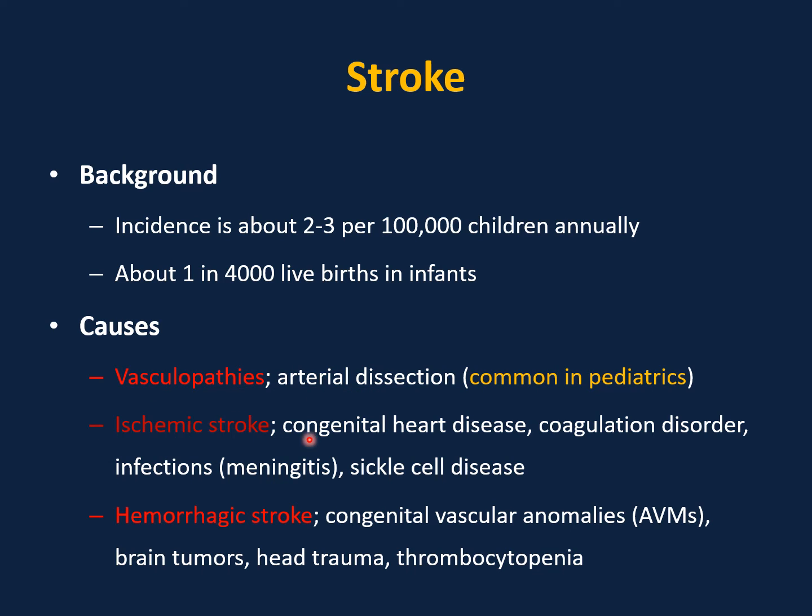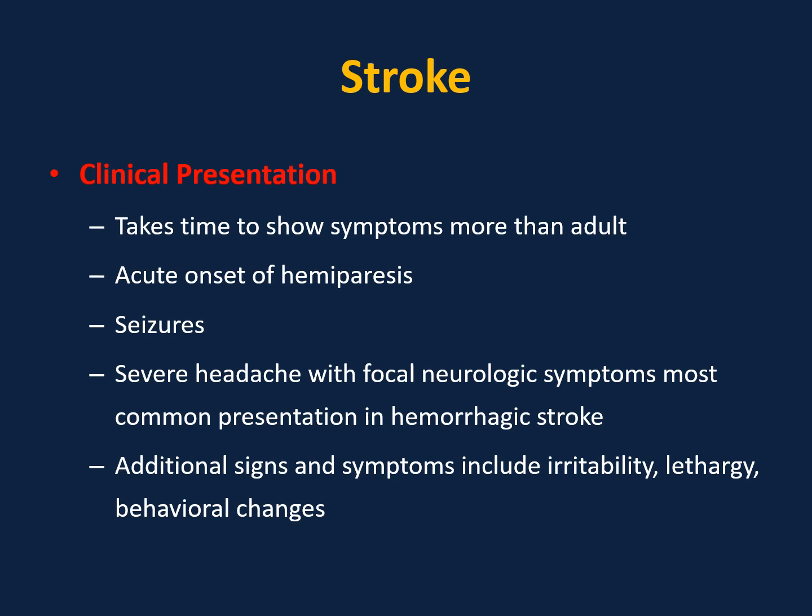Ischemic stroke: congenital heart disease, coagulation disorders, infections, meningitis, sickle cell anemia. Examples of hemorrhagic stroke: congenital vascular malformation like AV malformation, brain tumors, head trauma, and thrombocytopenia. High index of suspicion must be maintained to be able to diagnose early stroke in children, because they take too much time compared to the adult to have the classic presentation. They take up to 2 days compared to the adult who presents very early, in the first 30 minutes.